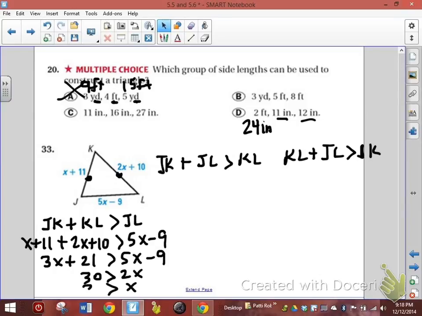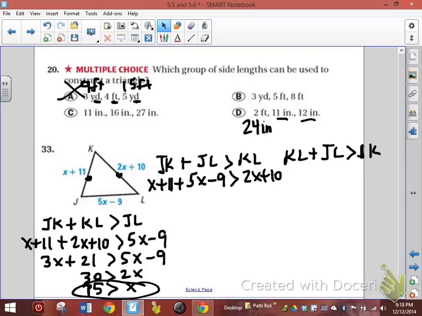So x, and then 15. Because 30 divided by 2 is 15. So there's one of our possible answers. If you do this middle one, it would be JK is x plus 11. JL is 5x minus 9. That's got to be greater than KL, which is 2x plus 10. So that would be 6x plus 2 has to be greater than 2x plus 10.